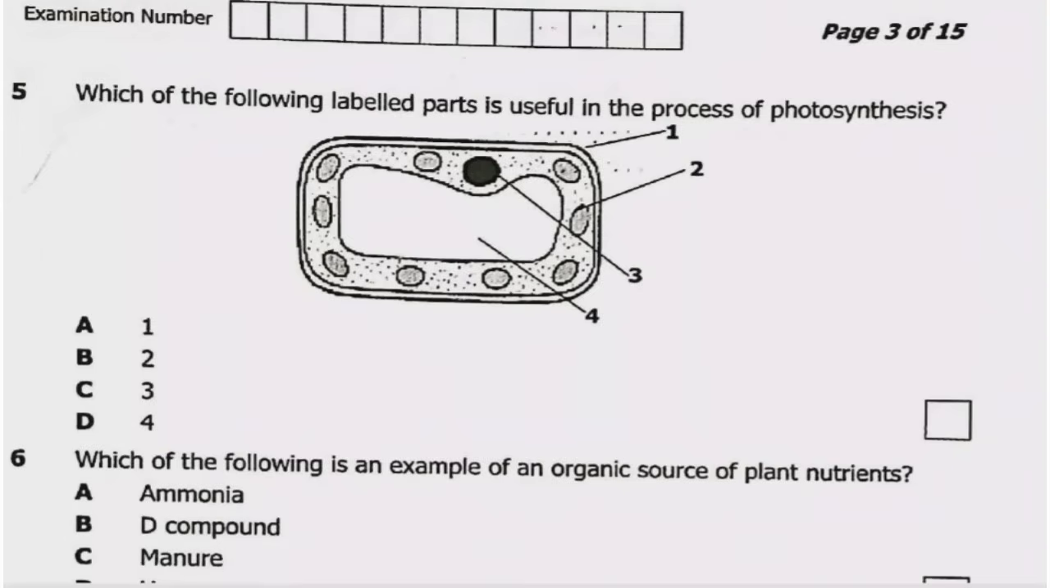Okay, so question 5 is as follows: which of the following labeled parts is used in the process of photosynthesis? So before we give the correct answer to this question, first of all, let's identify the parts that are involved in photosynthesis. We have got one, that is the cell wall. Okay, this is W, cell wall.